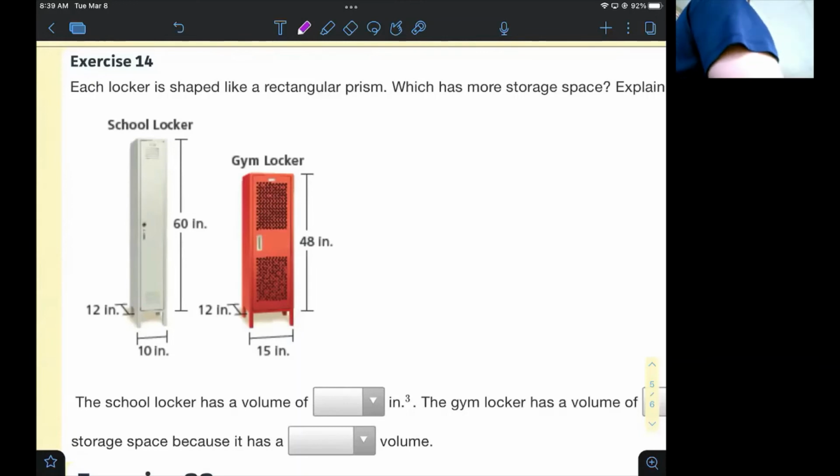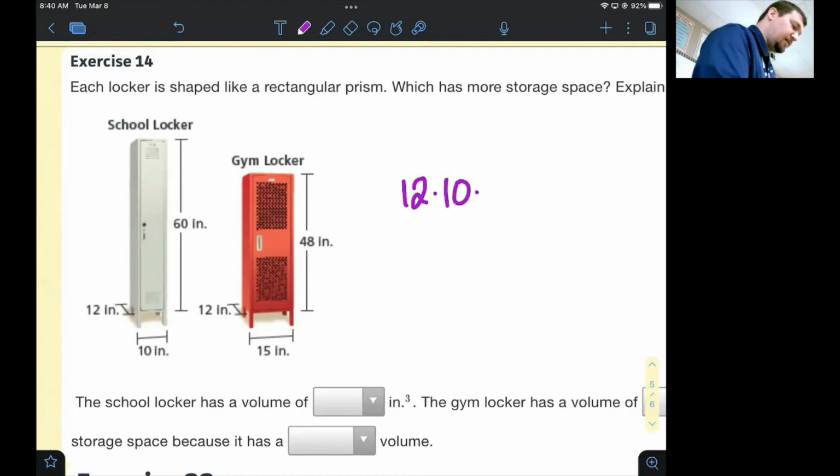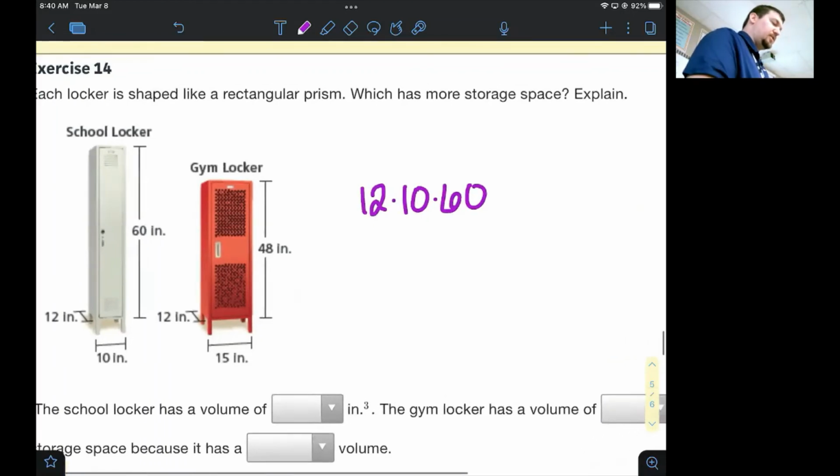It's kind of weird. So for the school locker, I have a length of, or a width on the bottom, 12 and 10, and then a height of 60. How do I find the volume then of the school locker? Raise your hand. Yes, Branson. 10 and 12 and 60, length and width and height, right? It's a rectangular prism. Okay, so Branson, go ahead and do that. And then I'm going to have Lainey tell us the volume of the gym locker.